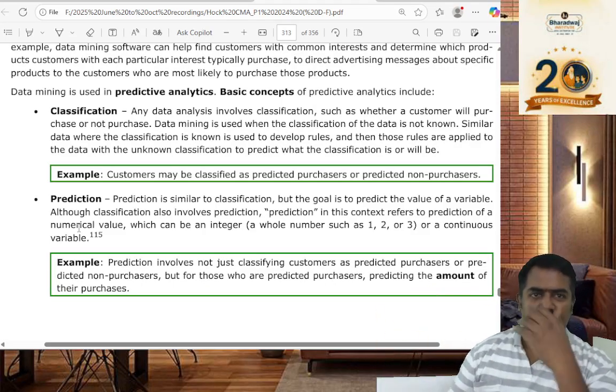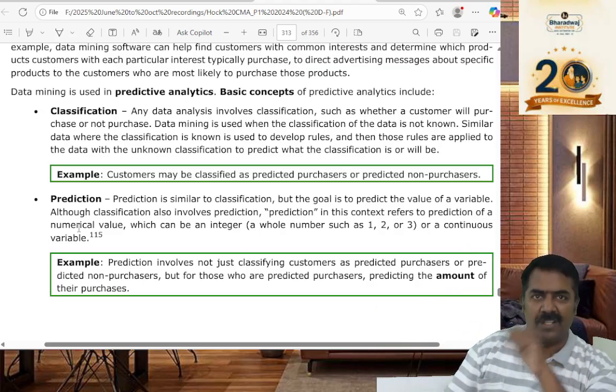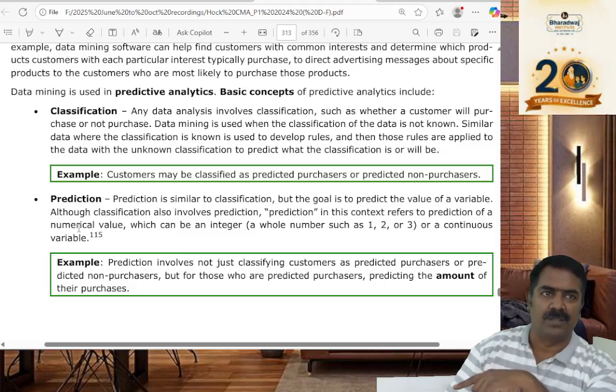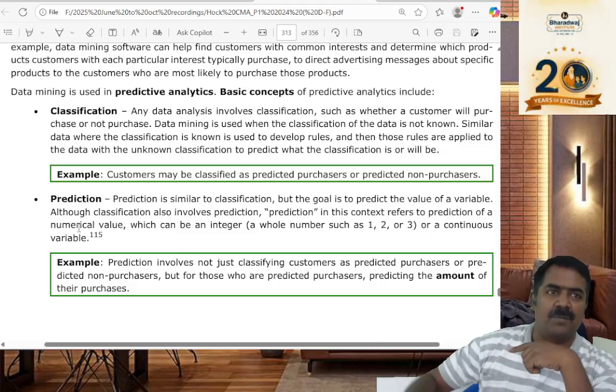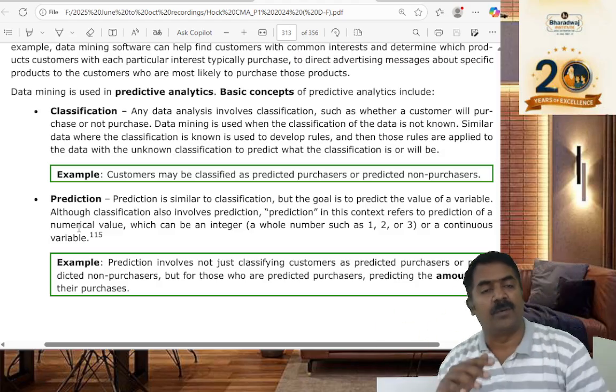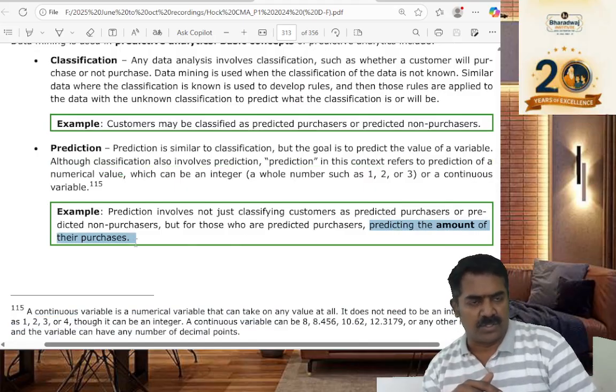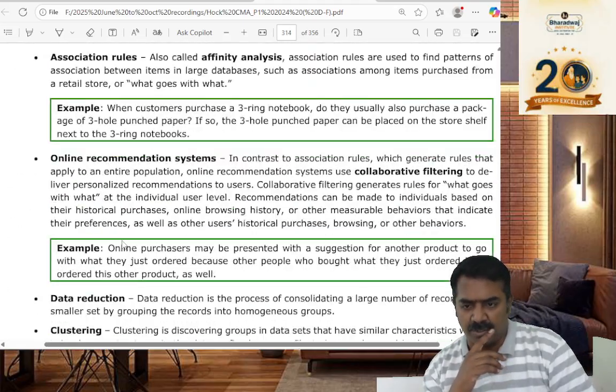Predictive analysis. You let the customer into the shop, he just looks around and goes out. Because next time when he wants to buy, he will think about me. That is a predictive behavior. It may be a failure or it may be a success. And predicting what? The amount of purchases also.